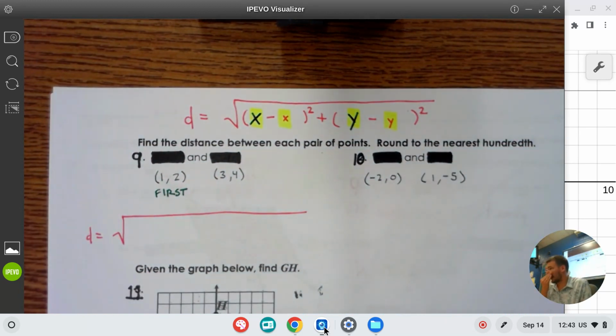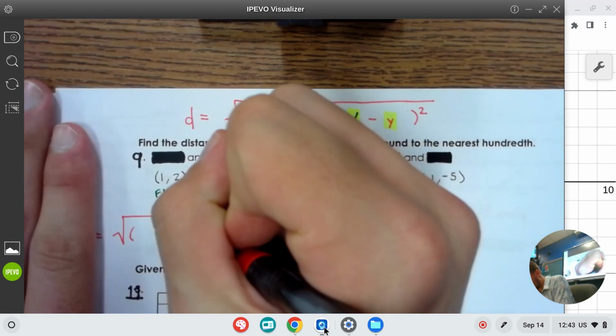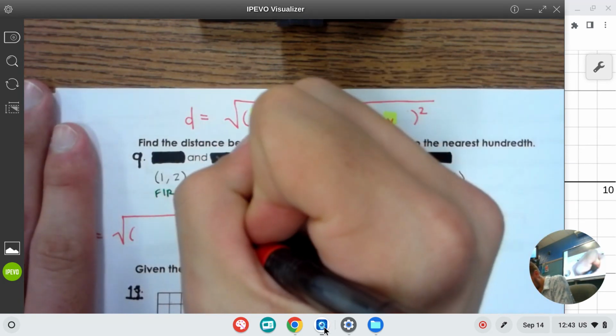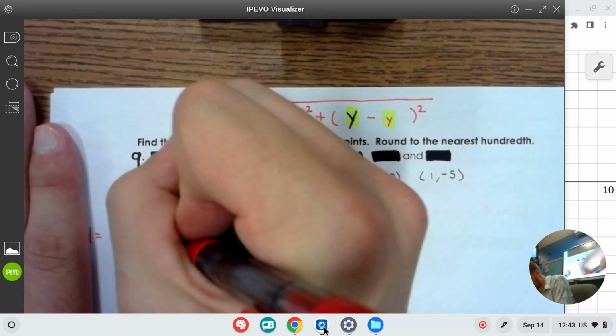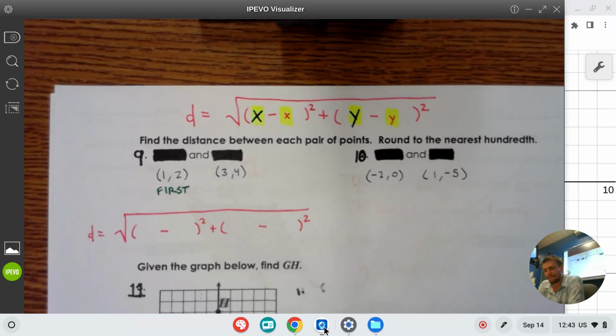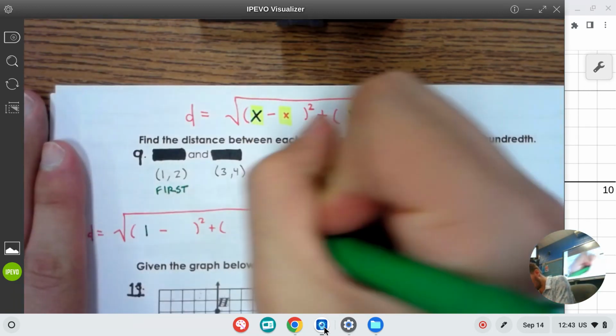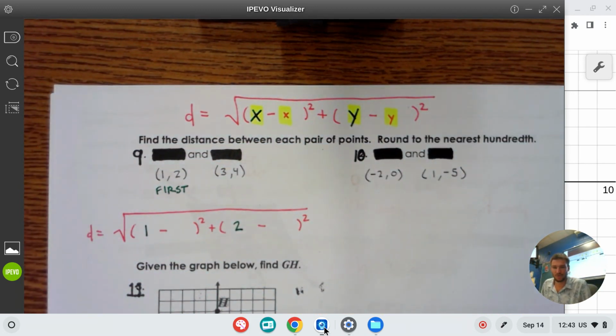Distance is a square root, a nice long square root. We're going to put in there parentheses squared plus parentheses squared. Make sure that we have minuses in the parentheses. And since I chose to do 1, 2 first, I'm going to put 1, 2 as my first two terms.